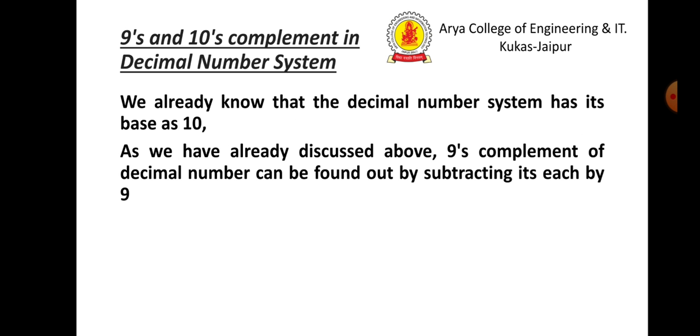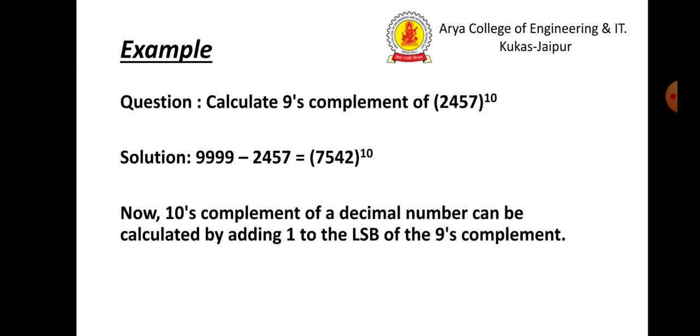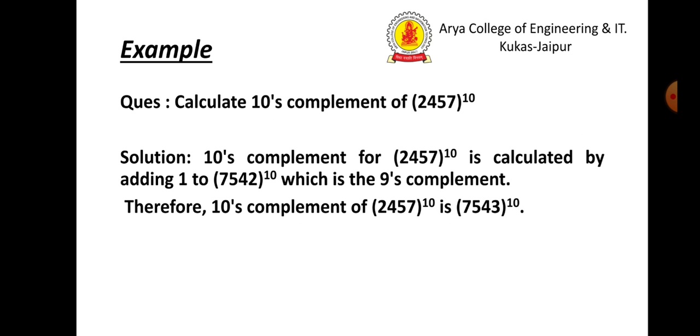9's and 10's complement in the decimal number system. We already know that the decimal number system has base 10. So the 9's complement of 2457 is 9999 minus 2457. It is equal to 7542 base 10. Now for the 10's complement, we add 1 to the LSB and we get 7543 base 10. So the 10's complement of 2457 is 7543, obtained by adding 1 to the 9's complement of the number.